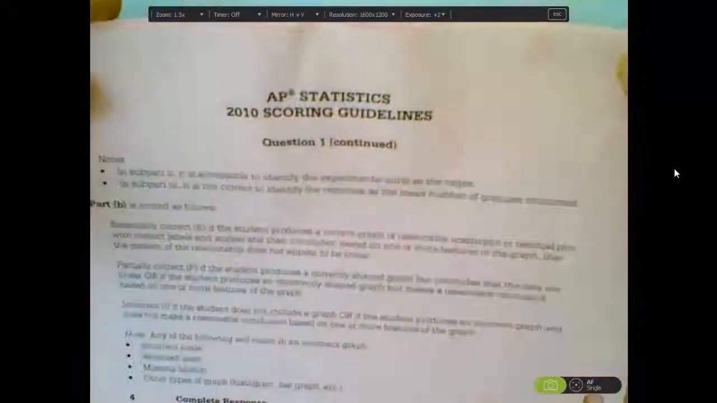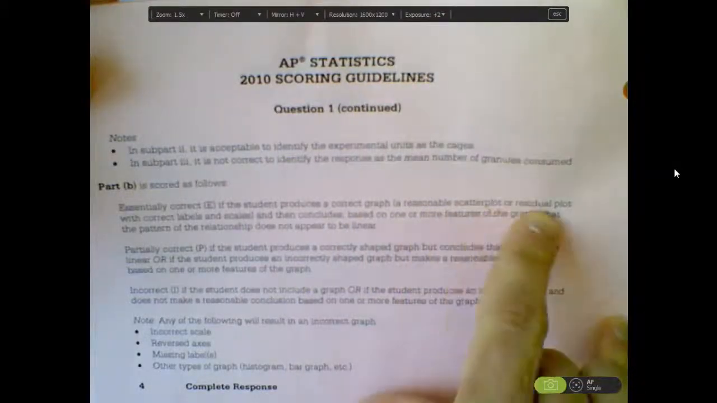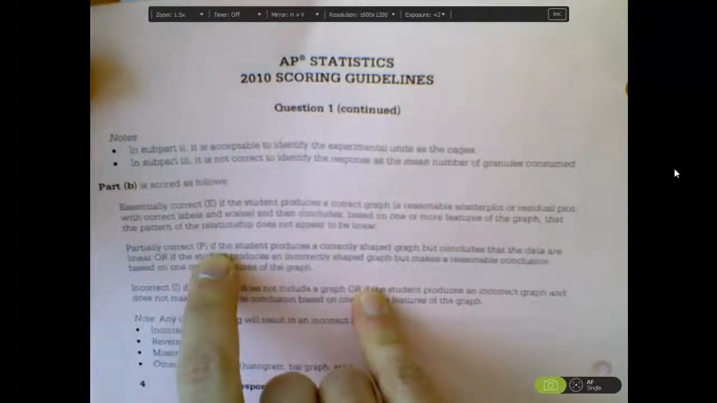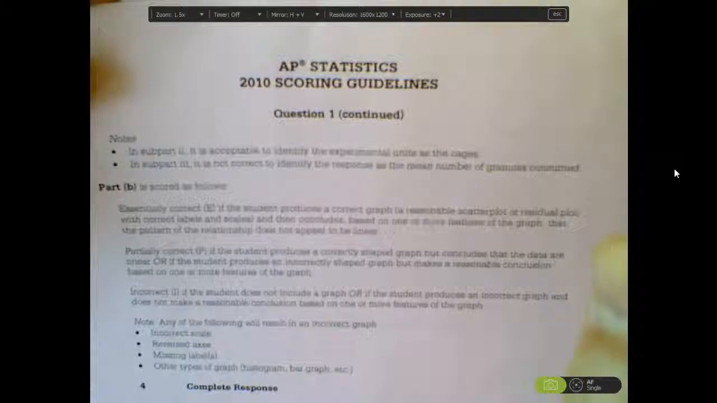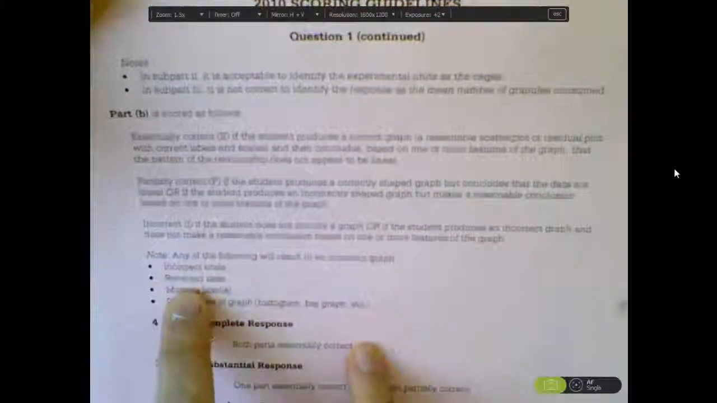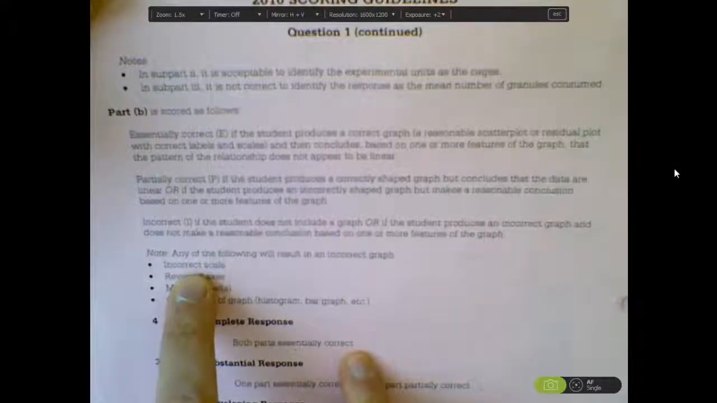All right, scoring for this question. It's essentially correct if you produce a correct graph, a reasonable scatter plot or residual plot with correct labels and scales. Okay? This is really, really important. Any of these are going to be incorrect: incorrect scale, reversed axes, missing labels, other types of graphs.